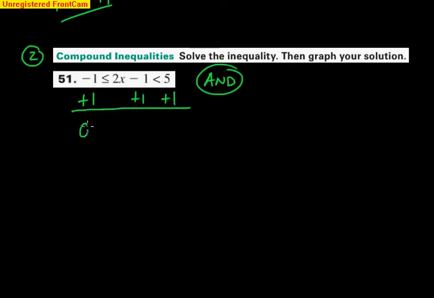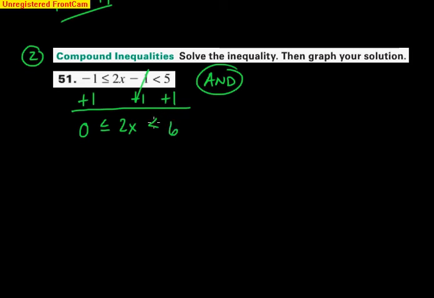Negative 1 plus 1 is 0. Leave the 0 there. The inequality comes down. 2x is in the middle. The 1 and negative 1 in the center cancel. And the less than stays the same. And 5 plus 1 is 6.